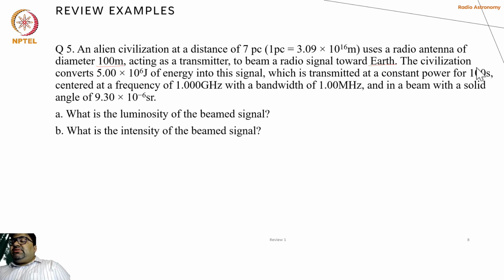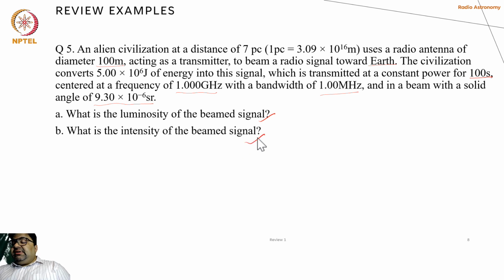The civilization converts 5 times 10 to the power 6 joule of energy into this signal, which is transmitted at a constant power for 400 seconds, centered at a frequency of 1 gigahertz and a bandwidth of 1 megahertz in a beam with a solid angle of 9.3 times 10 to the power minus 6 steradian. So what is the luminosity of the beam signal and what is the intensity of the beam signal?